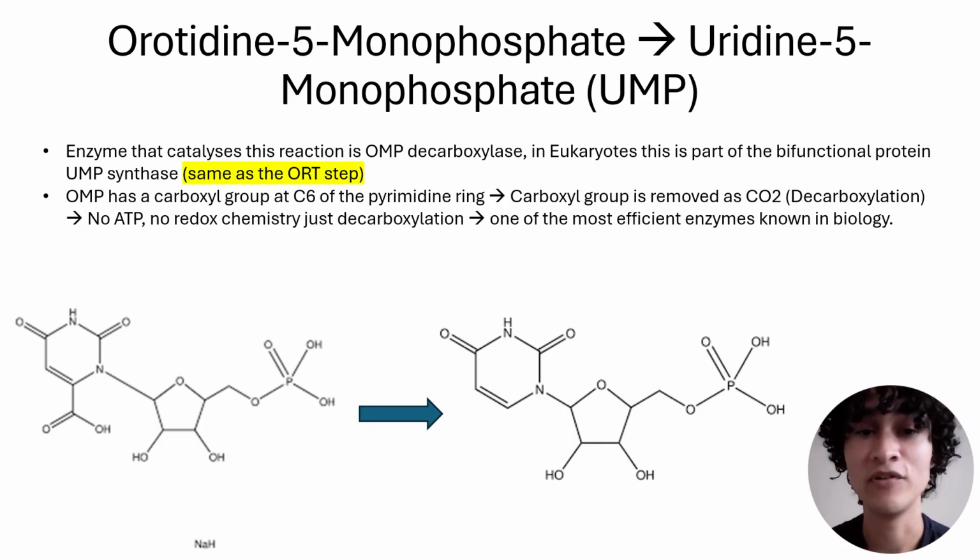OMP undergoes decarboxylation, and the enzyme that catalyzes this reaction is orotidine 5-monophosphate decarboxylase. That's in the uridine monophosphate synthetase protein complex, the second domain, and that catalyzes this reaction. It's that carboxyl group, the COO group, that is removed, and there is no ATP, no redox chemistry, just decarboxylation. It's one of the most efficient enzymes in biology for that reason. It's able to remove that carboxyl group very quickly, and without that enzyme, that reaction would probably take years and years to actually happen.